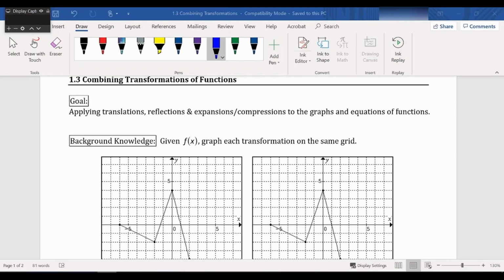Hello and welcome to our third lesson of the chapter. This is section 1.3, combining transformations of functions.